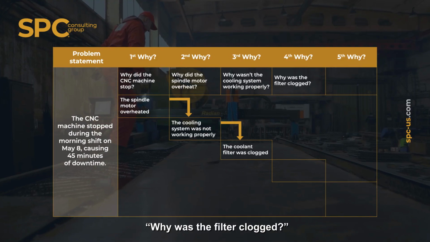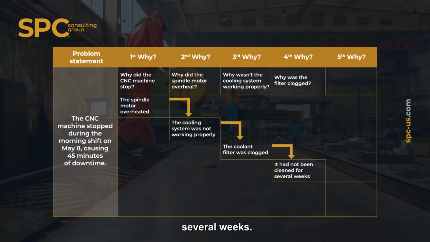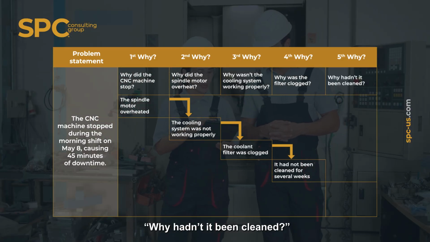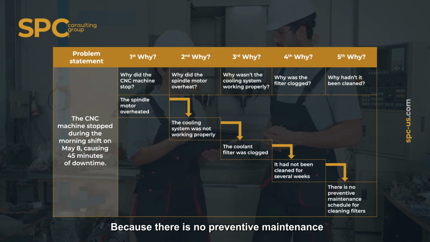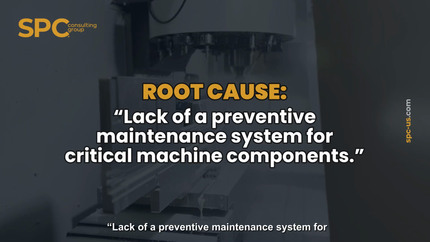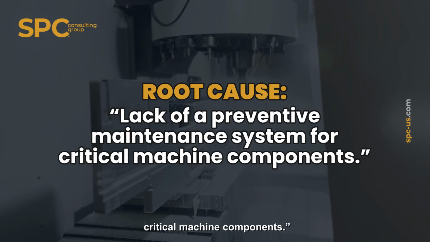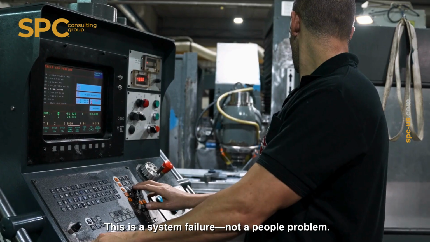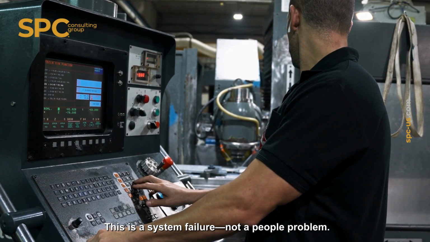Why was the filter clogged? Because it had not been cleaned for several weeks. Why hadn't it been cleaned? Because there is no preventative maintenance schedule for cleaning filters. Root cause: lack of a preventative maintenance system for critical machine components. This is a system failure, not a people problem.